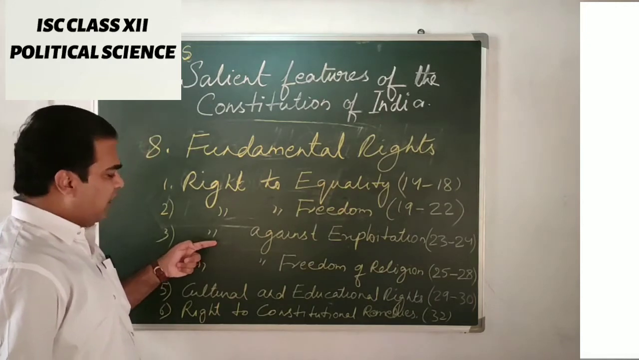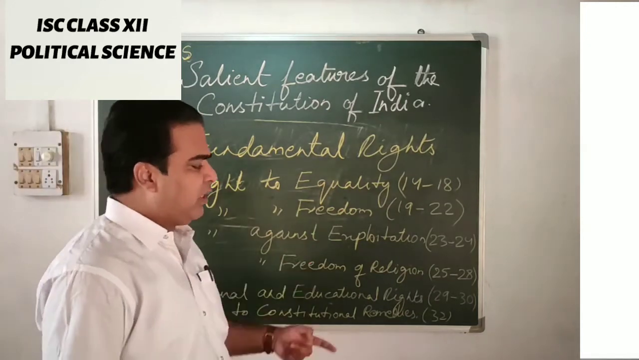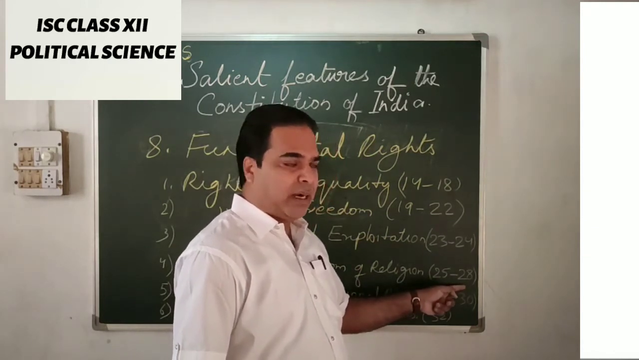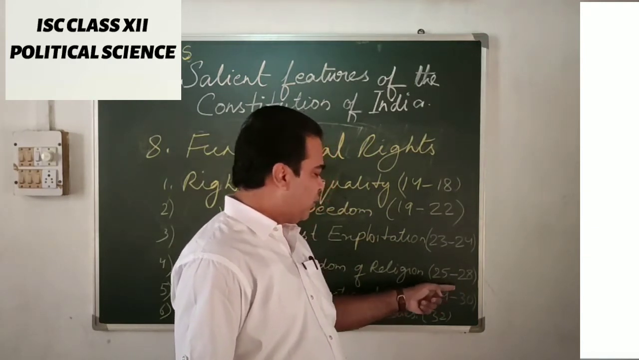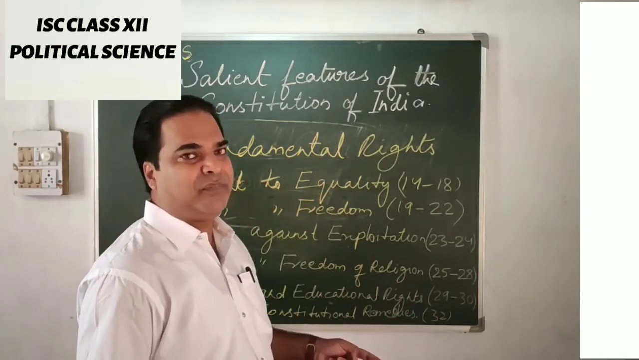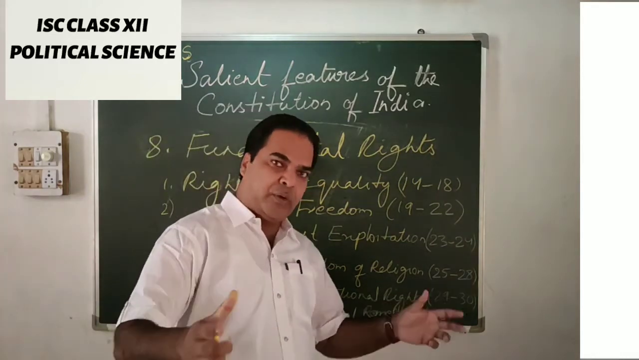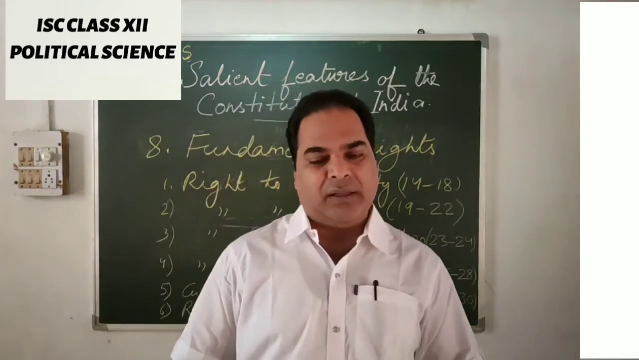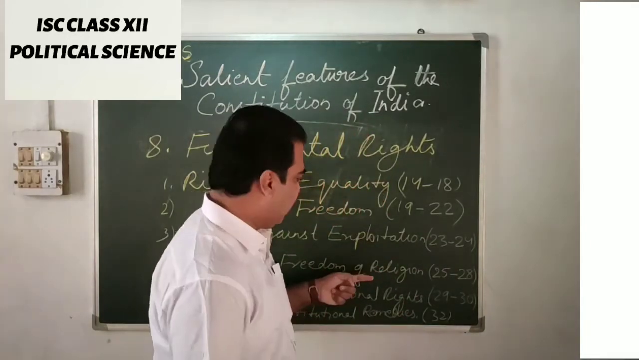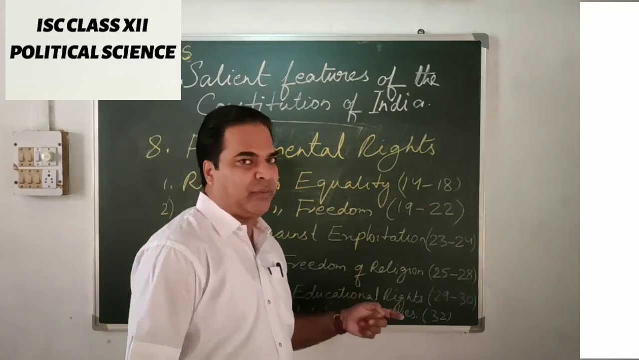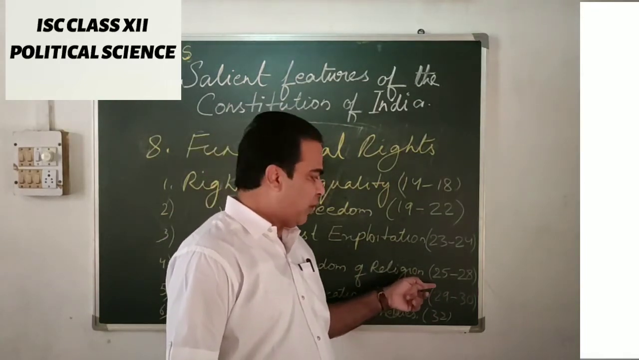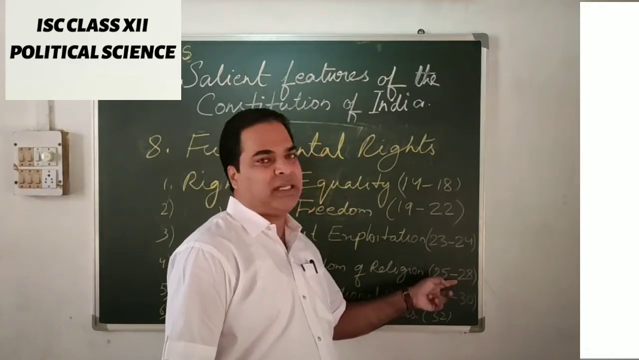And next one is right to freedom of religion, mentioned in article number 25 to 28. So article number 25 to 28 deals with freedom of religion. We know that India is a secular country, and to make it more and more authentic, it is clearly mentioned in the fundamental right that we have the right to profess, practice, and propagate the religion of our choice. So 25 to 28, we'll discuss this also in detail in the next chapter.